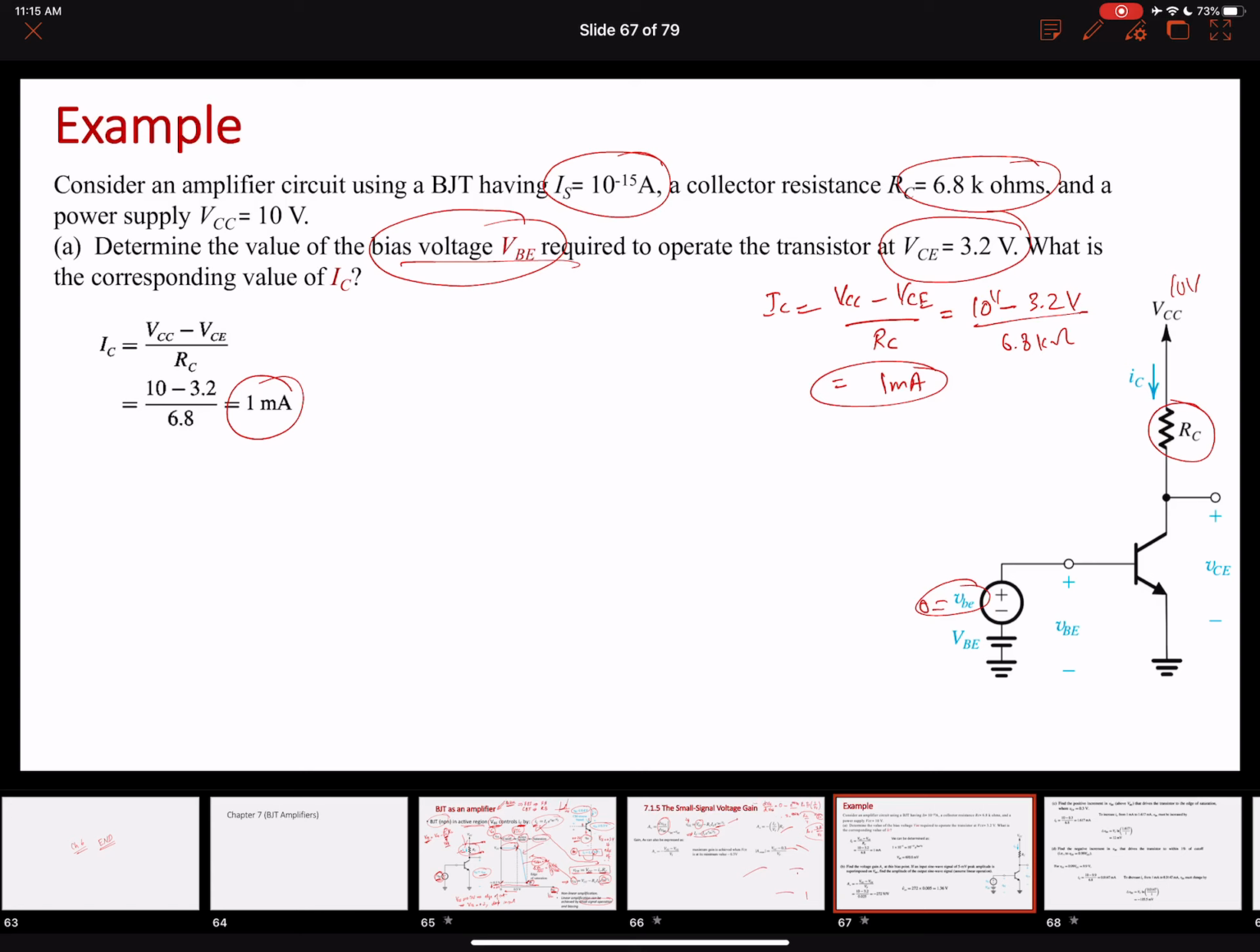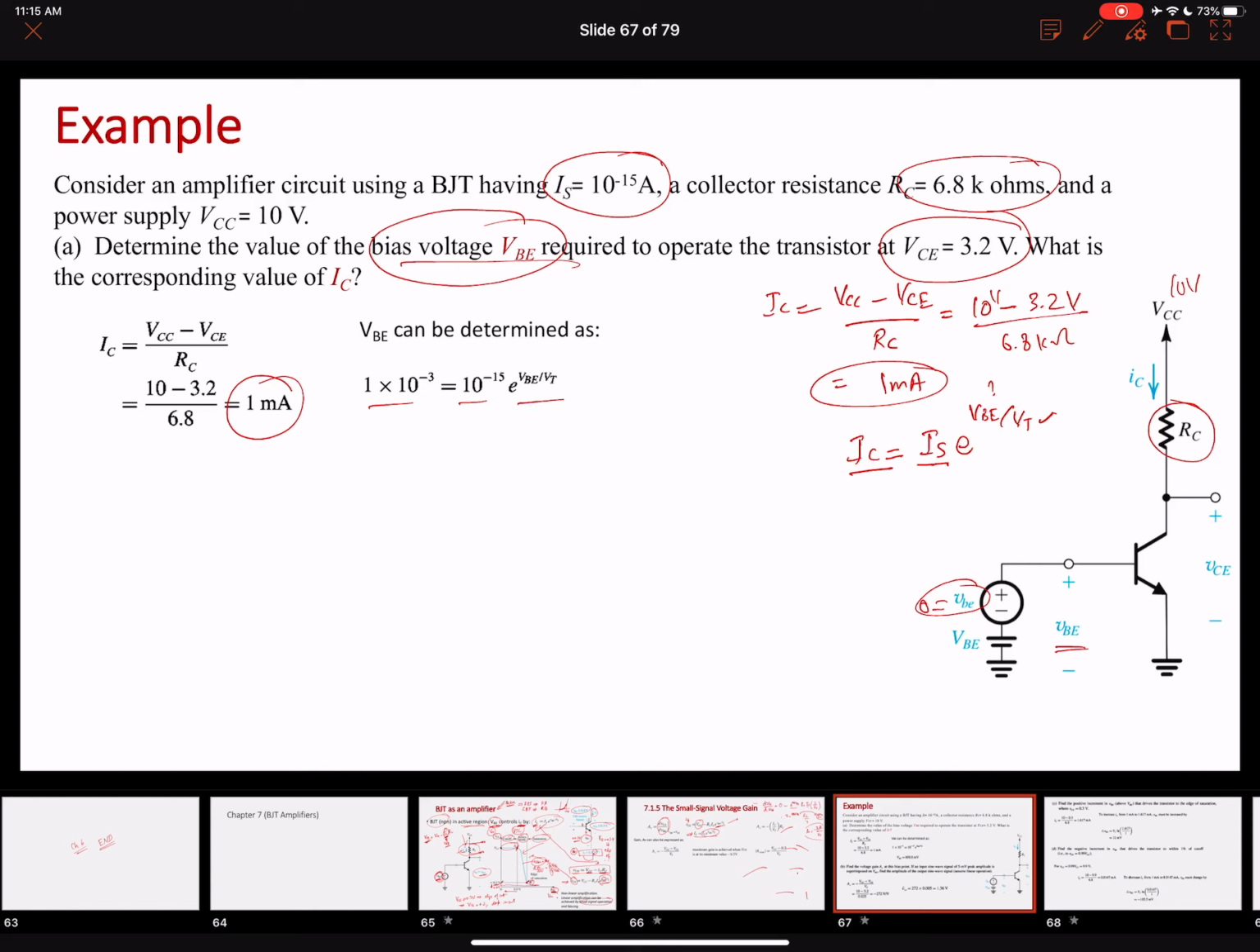All right, so let's find out the value of VBE now. We can find the value of VBE very simply. We know the value of the collector current, we know the value of the scaling current, and using this equation, we can find the value of VBE. Our collector current is 1 milliampere, scaling current is 10 to the minus 15 amperes, and thermal voltage is 25 millivolts at room temperature. So we can easily figure out the value of VBE.